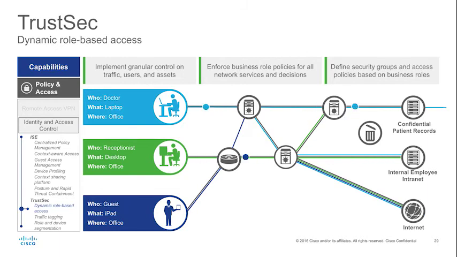The use of TrustSec's dynamic role-based access enables organizations to enforce business role policies across all network services and decisions. As the number of access roles increases, it can become difficult to not only manage access control lists, known as ACLs, but also ensure that downloaded ACLs will not exceed the memory and processing capabilities of any given network access device applying them. Secure group ACLs enable dynamic role-based access control.